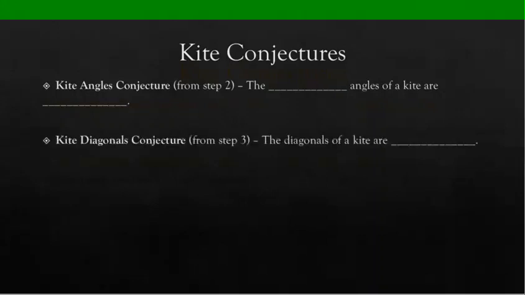In step 3, we looked at the diagonals. They intersected each other at 90 degrees. So the diagonals of the kite are perpendicular. All 4 of those angles were 90 degrees.